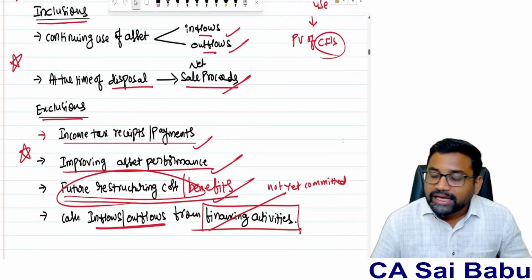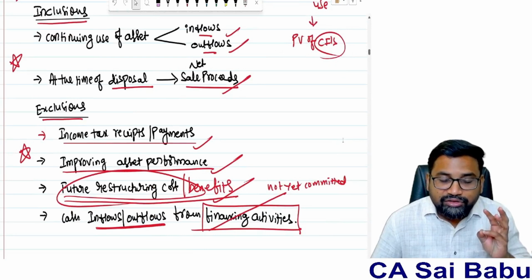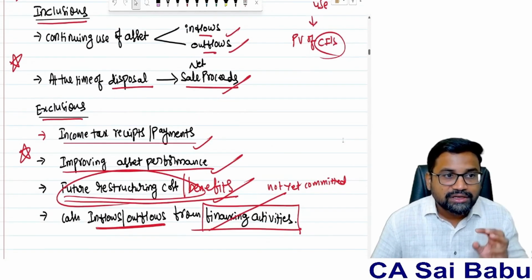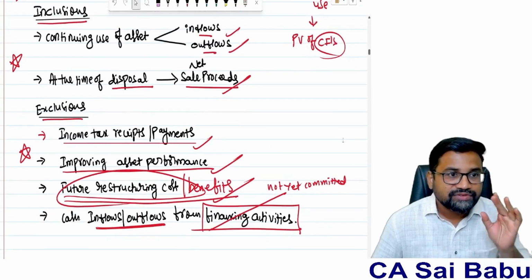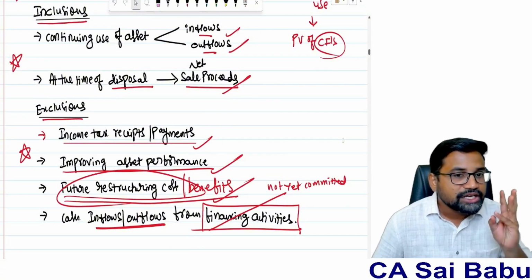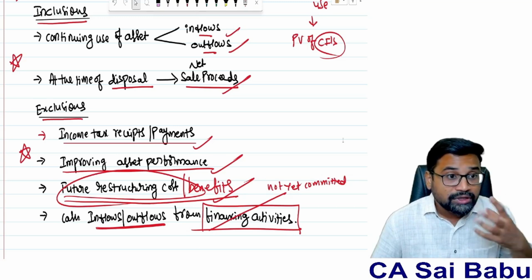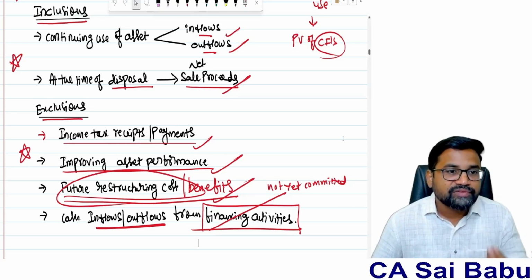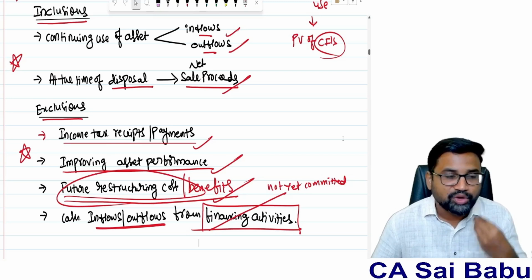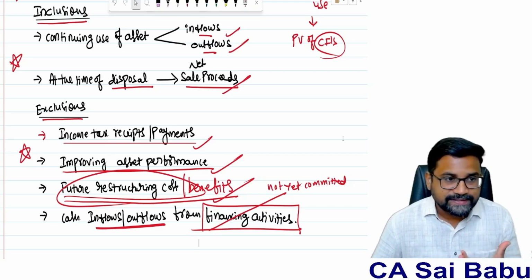So everybody remember, when you are calculating the future cash flows, what are the inclusions, what are the exclusions? First, inclusions: continuing use of the asset, inflows and outflows. And at the same time, if I sell this asset at the time of disposal, what is the net sale proceeds I am going to get? So these are the two things.